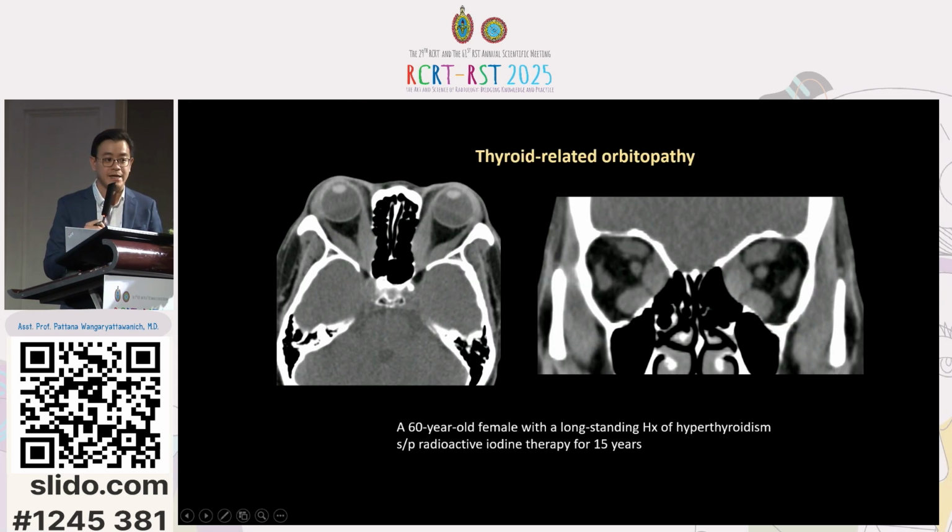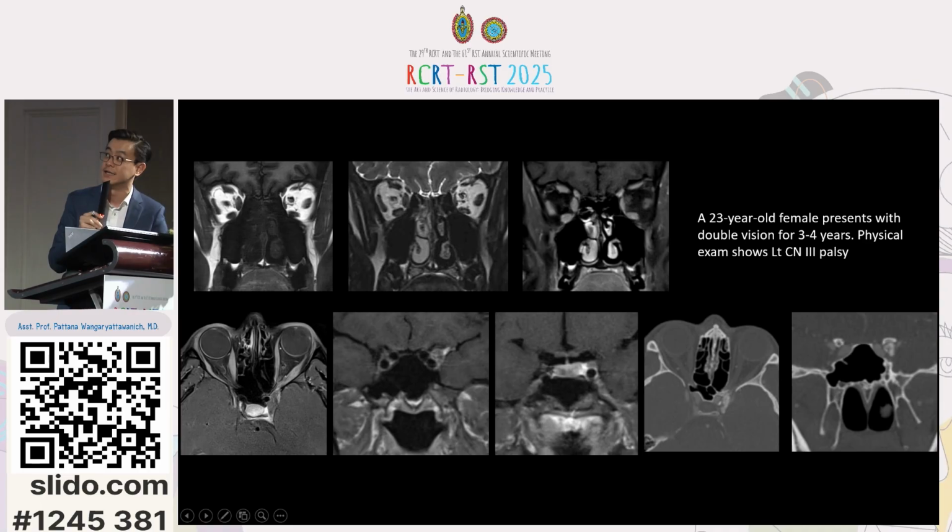This is a classic case of thyroid-related orbitopathy or thyroid-related eye disease. As you know, it likes to involve the belly of the muscles and spare the tendinous insertion, and it likes to involve the muscles in order, like the mnemonic I'M SLOw. So you can see that it involves both sides of the orbit in a symmetrical fashion, and it mainly involves the inferior and medial rectus muscles. Other extraocular muscles are also involved, but to a much lesser degree, right? So this is the classic finding of thyroid-related eye disease.